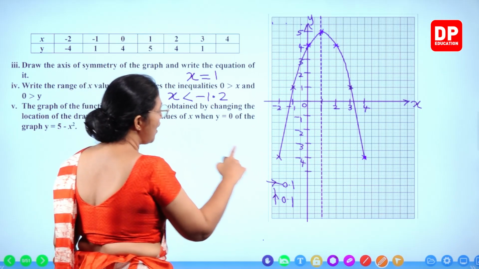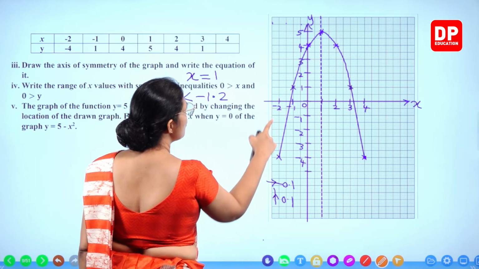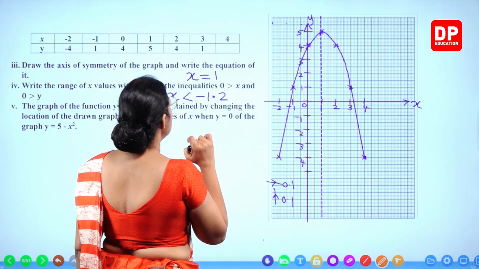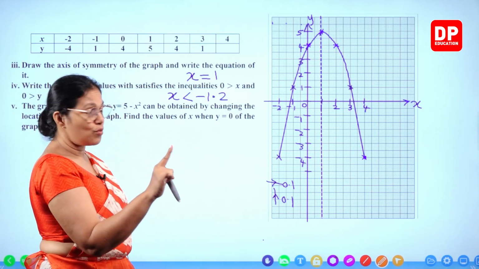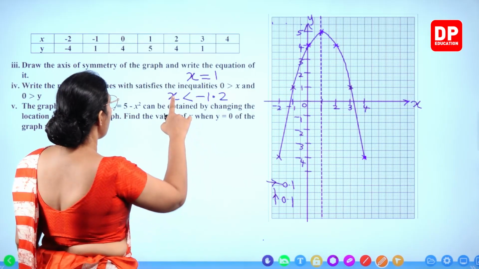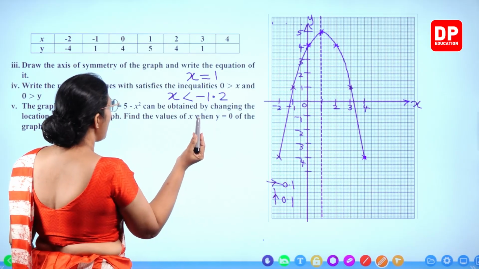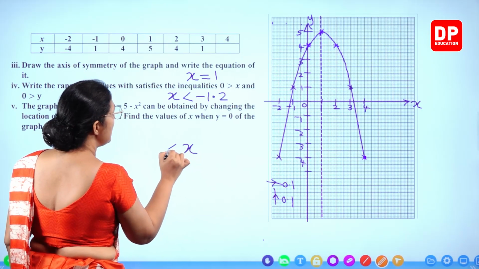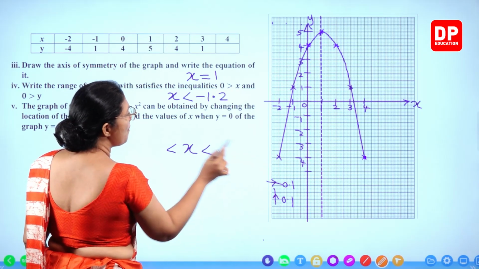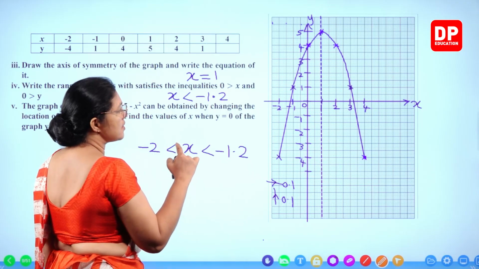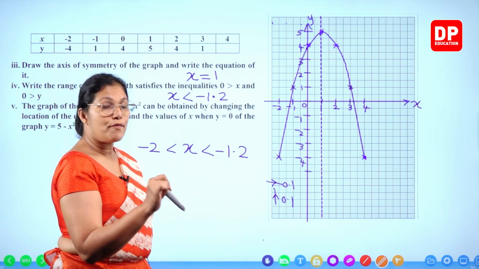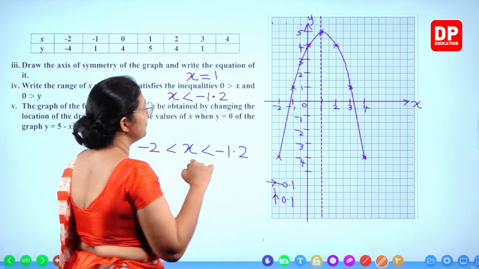You don't have to write up to here, minus 2 and here. Some write in between minus 2 to minus 1.2, and you get marks. So either this, or if you write x is in between minus 2 and minus 1.2, you get marks, because you have drawn the graph up to this point.